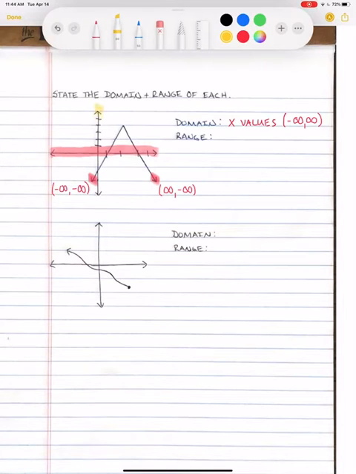Range deals with the y values of the graph, so the tallest part of our graph and the lowest part of our graph. The tallest point in our graph is here at this point. This point is represented by the coordinate 2, 1, 2, 3, 4. Okay, so 2 on the x value, 4 on the y value. For the range, we deal with y values.